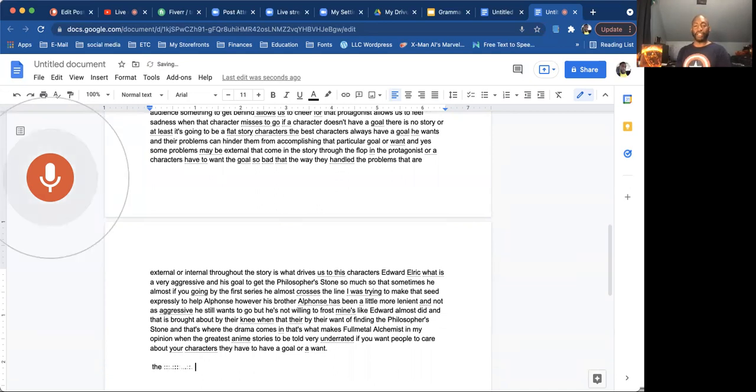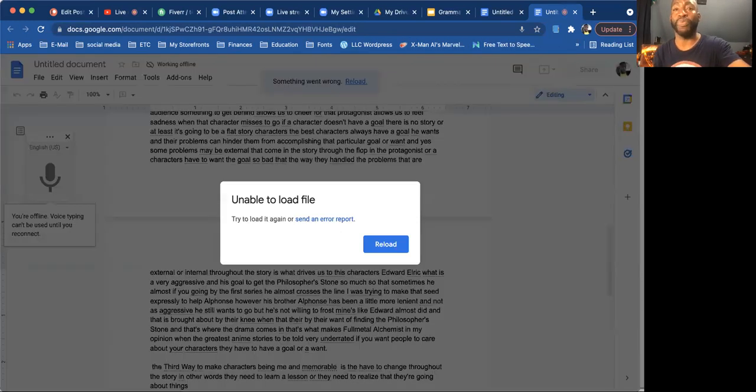The third way to make characters memorable is they have to change throughout the story. In other words, they need to learn a lesson or they need to realize that they're going about things in the wrong manner.